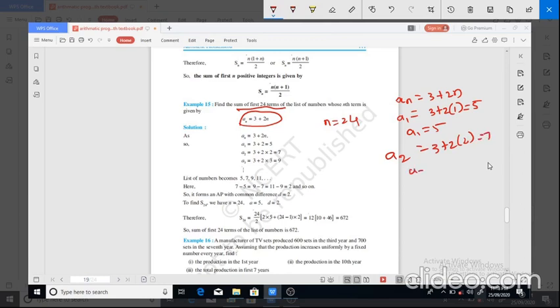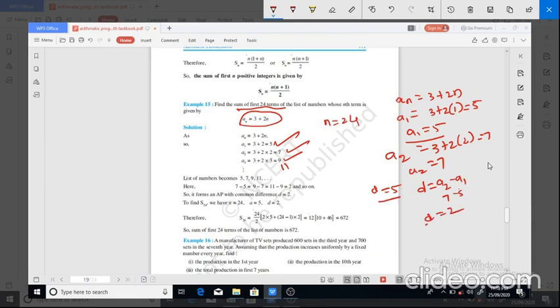So a2 is 7. Like this, a3 is 9. Okay. a1 is 5. a2 is 7. a3 is 9. a4, what is a4? a4 must be 11. So we don't need the a4. Okay. So then the a value is 5. We know that here. So what is the d value? a2 minus a1. What is a2? 7. a1 is 5. So the d value is 2.